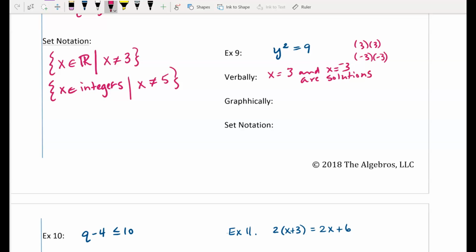If I want to show that graphically, I'm going to show it on the number line. And I'm just going to put negative 3 and 3. Make sure you put them in order with the small number on the left and the larger number on the right. And I just want to put solid circles right there on negative 3 and 3. For set notation, and let's go with the fancy way, we're going to say x is an element of all real numbers such that x equals negative 3, comma x equals 3. And if I didn't want to put the x equals, that's okay. I could just put negative 3 and 3.